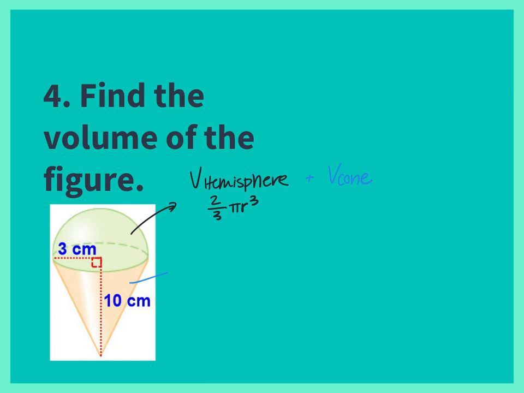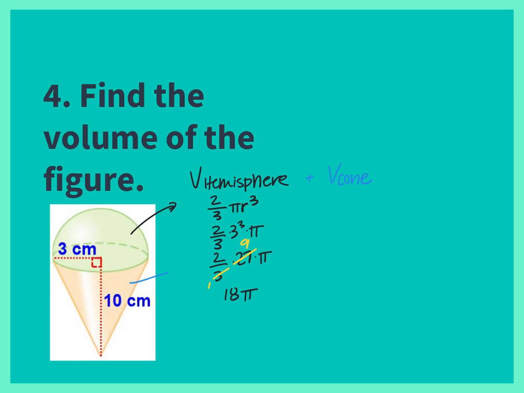Let's start with our hemisphere. We have 2/3. The radius is 3, so 3 cubed times pi. 2/3 times 3 cubed is 27 times pi. We know that 3 and 27 can be divided by 3. 2 times 9 is 18, so I have 18 pi for the volume of the hemisphere. Now I need to find the volume of the cone.